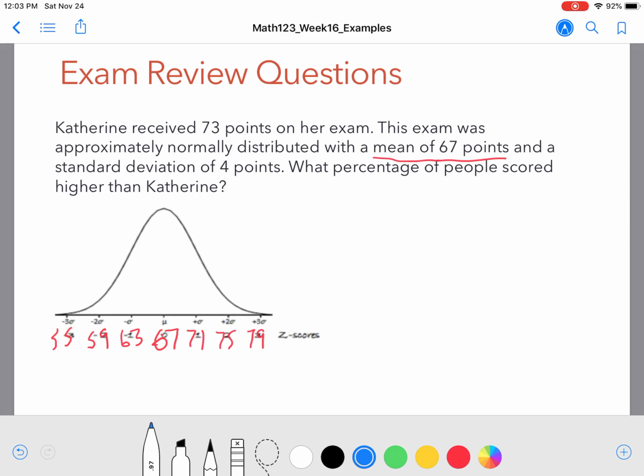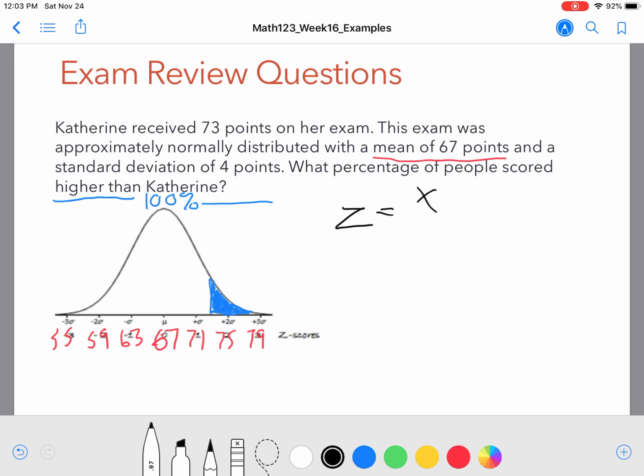Now I do want to draw Catherine on here. So Catherine got a 73, so that's between the 71 and the 75. So it's going to be somewhere right around here. And then what I actually want to know is what percentage of people scored higher than her. Okay, so it's going to be this little shaded part. We know that the area under the entire curve is 100% or 1, okay? So I just want this little part right here. So it's not huge, all right? So we should get a fairly small percentage. But let's go ahead and work it out and see what we get.